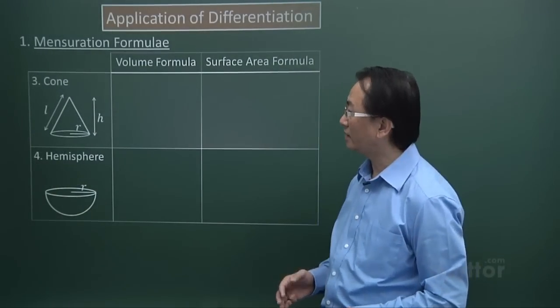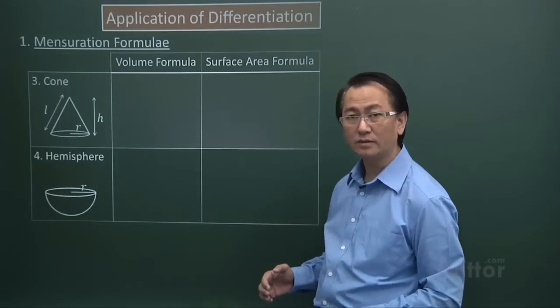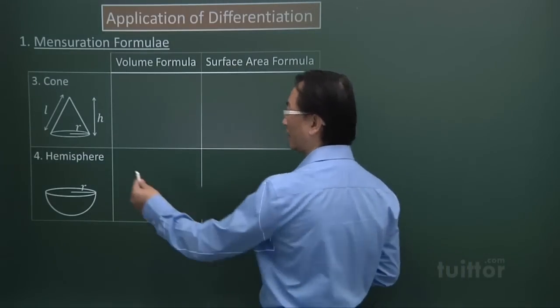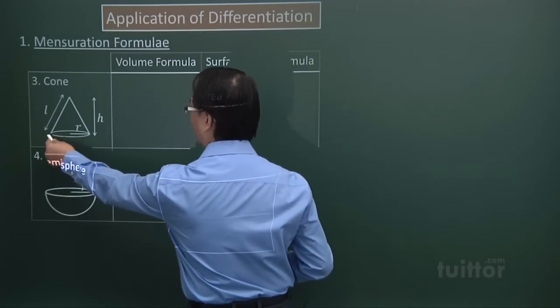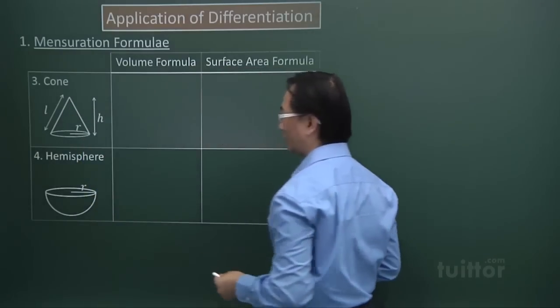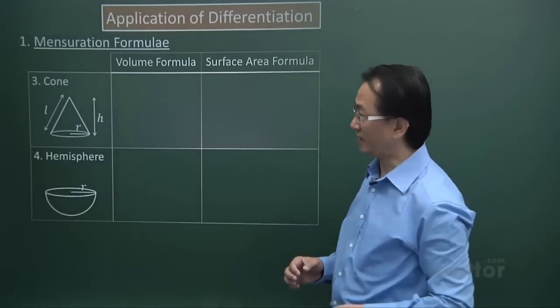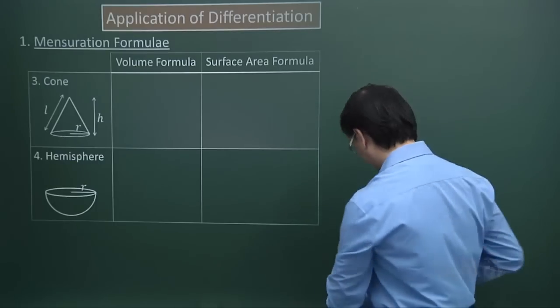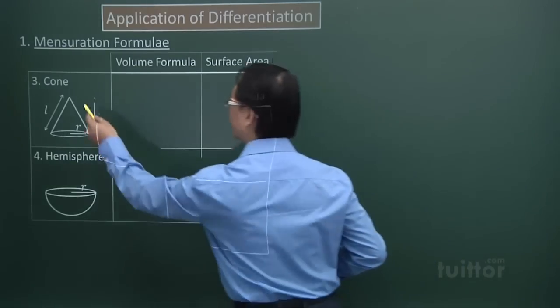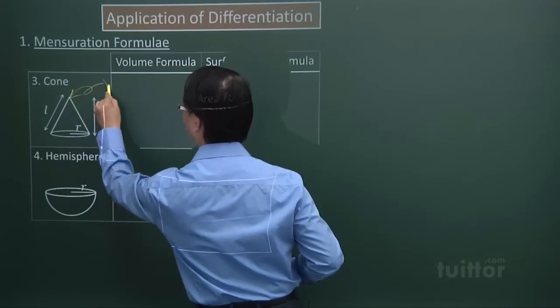Now we look at the third one, cone. You can see the two edges here will merge to a point, and that is called the vertex. So that is a vertex.